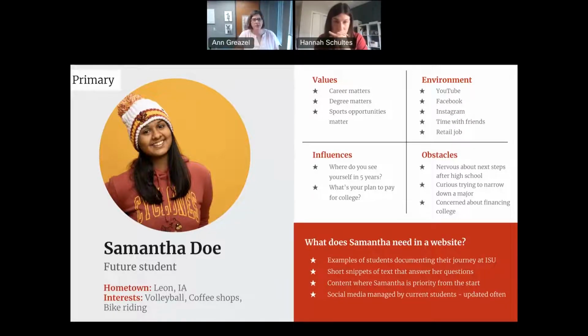So first off, we have values and environment. Values and environment are kind of closely related, but when you look at values, you want to look at things that matter to them. Environment is where they're spending their time. Influences are concepts or ideas that are making this person think, and what actually motivates them. Obstacles can be fears, generally, is how I look at that. So what are they scared of? What are they concerned about? And we can walk through those.